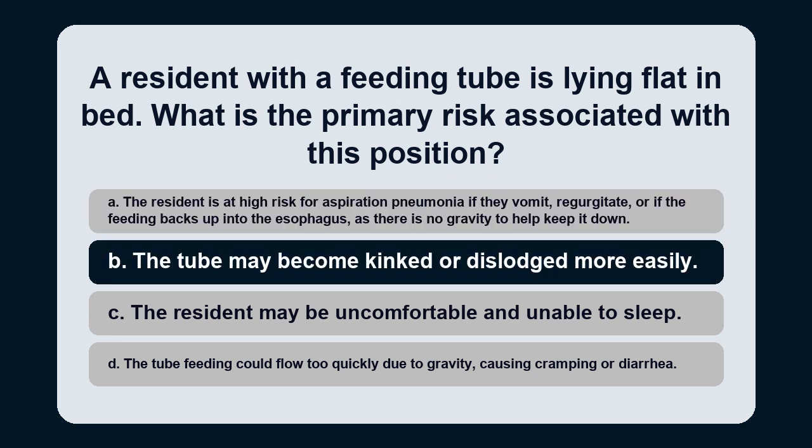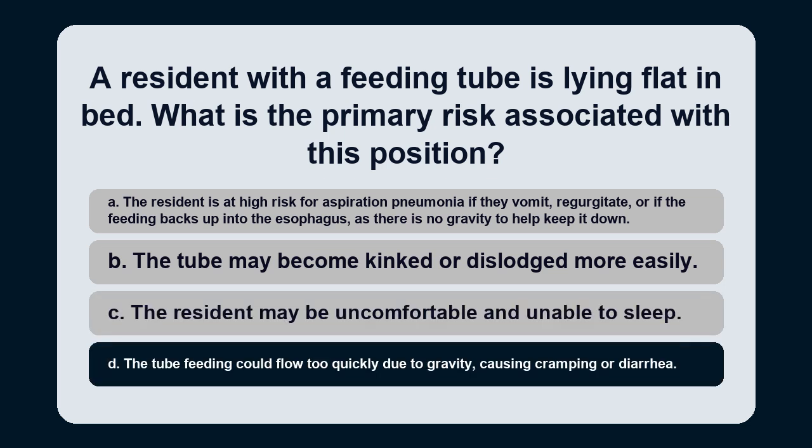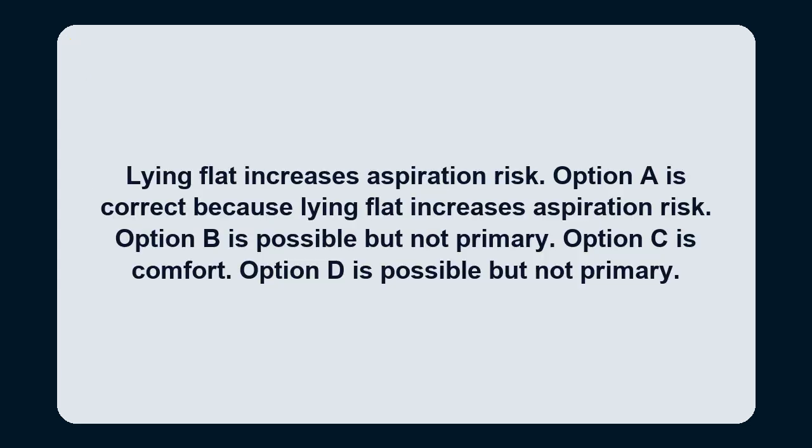Option B. The tube may become kinked or dislodged more easily. Option C. The resident may be uncomfortable and unable to sleep. Option D. The tube feeding could flow too quickly due to gravity, causing cramping or diarrhea. The answer is A. Lying flat increases aspiration risk.